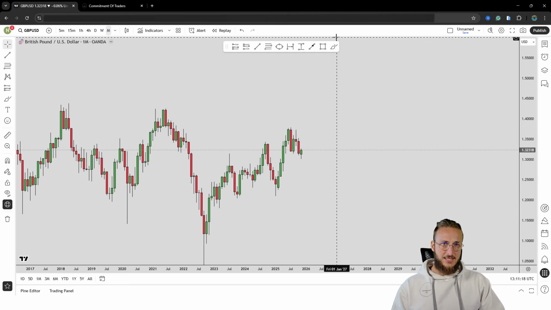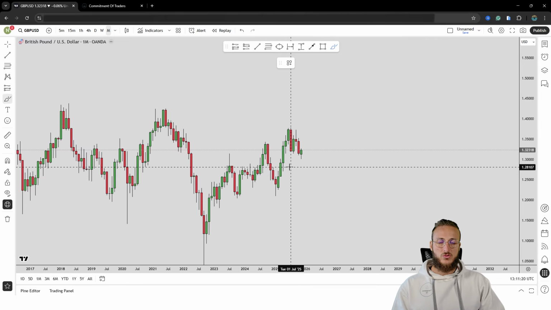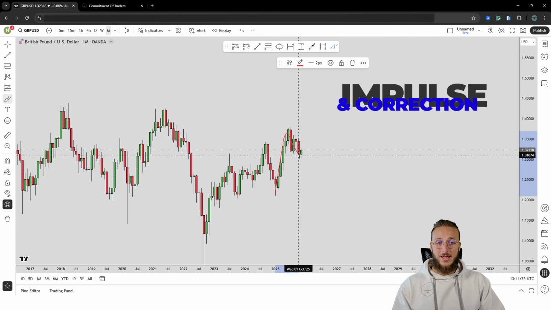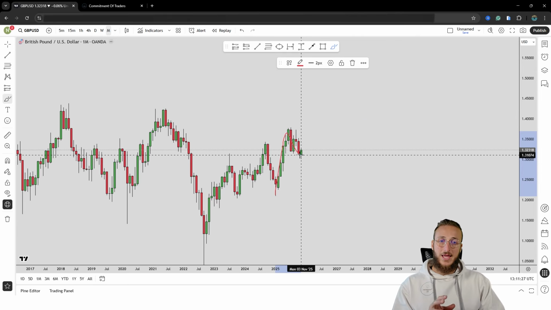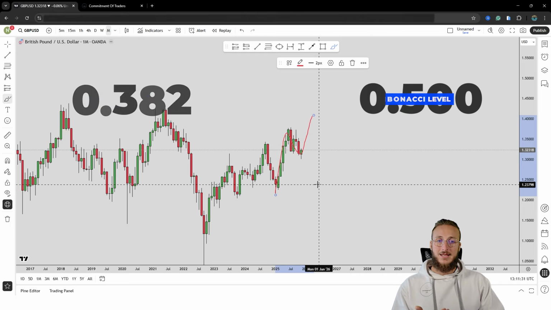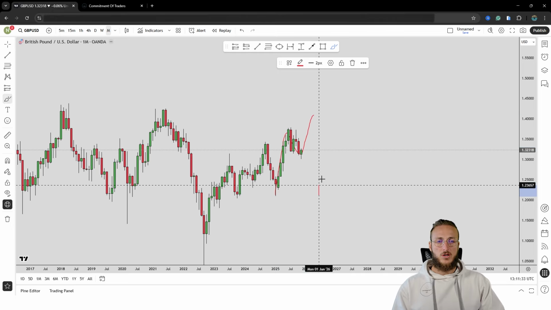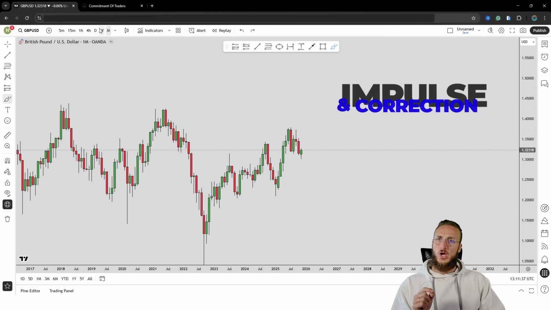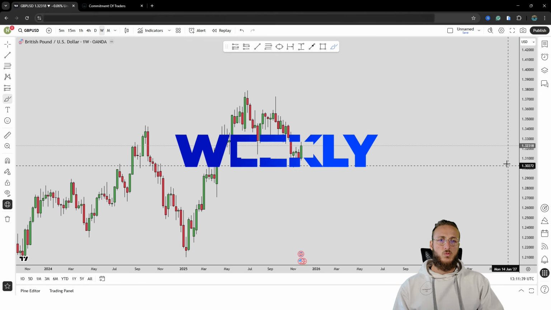But for now, let's keep in mind that we have rejected historical monthly demand and support. We have an impulse correction to the area in between the 0.32 and 50% retracements, and there is good probability of seeing the next impulse to the upside for the market to complete this impulse, correction and impulse pattern to the upside. Dropping down on the weekly time frame, what do we see?